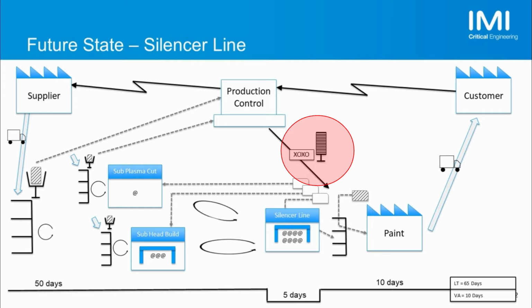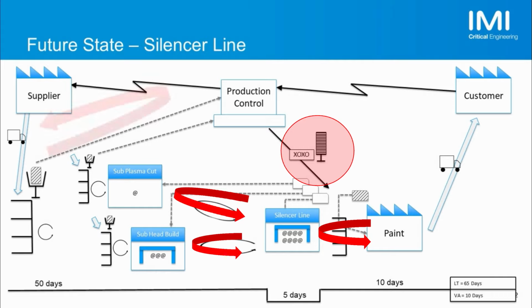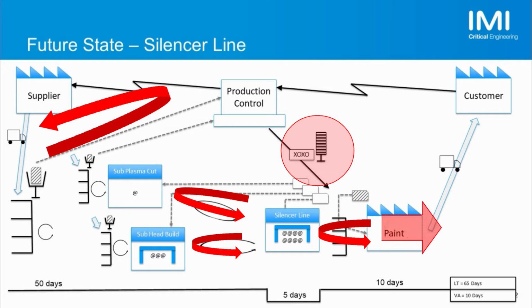Upstream from this point, they are triggering production on the silencer line. This is their first pull loop. The silencer line is then triggering 2 more loops to plasma cutting and to head sub-build. Once these areas pull from raw stock, a signal is sent to the suppliers to replenish, completing the 4th pull loop. Downstream from the pacemaker, there is continuous flow to the customer. From implementing this system, you can see that they are only holding minimum amounts of inventory, and the process is only producing based on customer demand, eliminating overproduction.